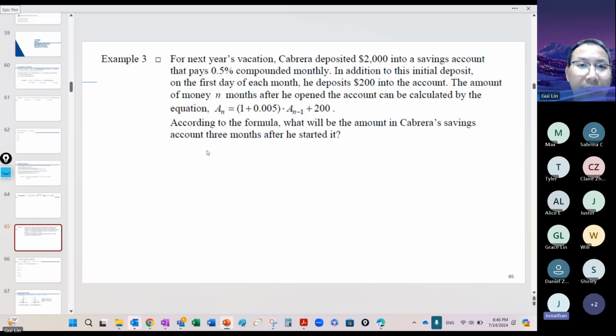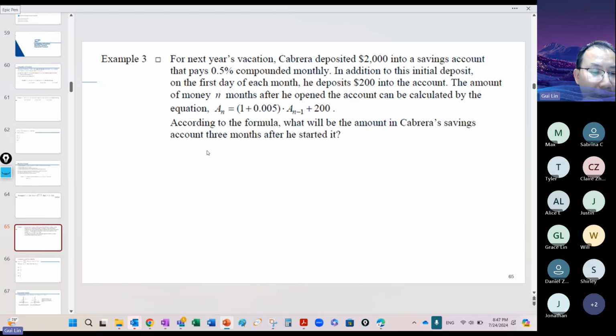For next year's vacation, okay. I'm sorry. Cabrera deposited $2,000 into a savings account that pays 0.5% compounded monthly. In addition to this initial deposit, on the first day of each month he deposits $200 into the account. The amount of money N months after he opened the account can be calculated by the equation. According to the formula, what will be the amount in Cabrera's savings account 3 months after he started it?